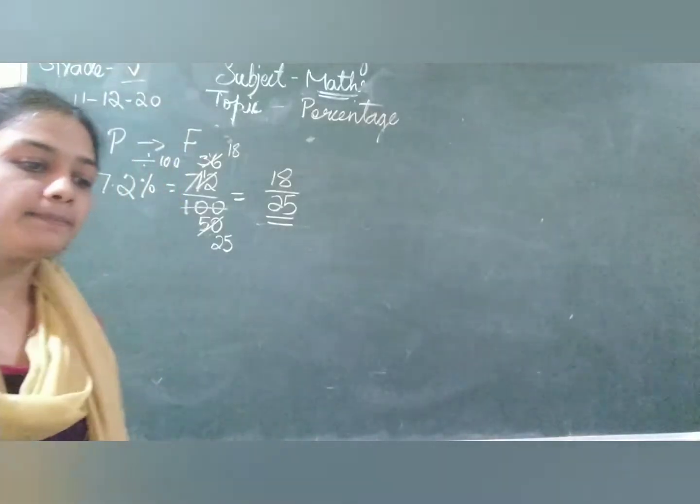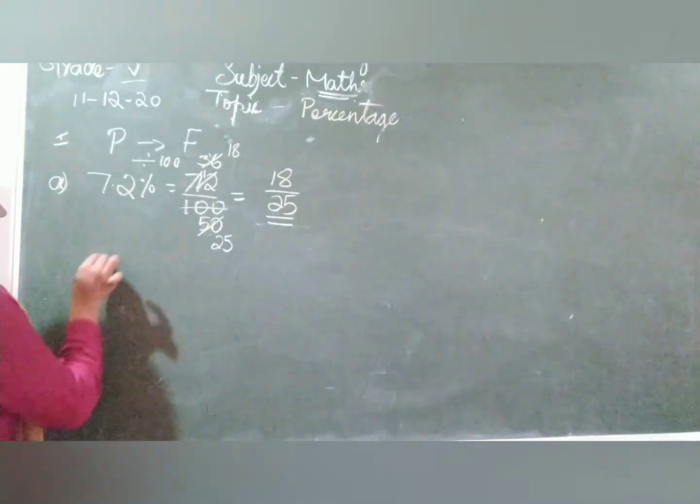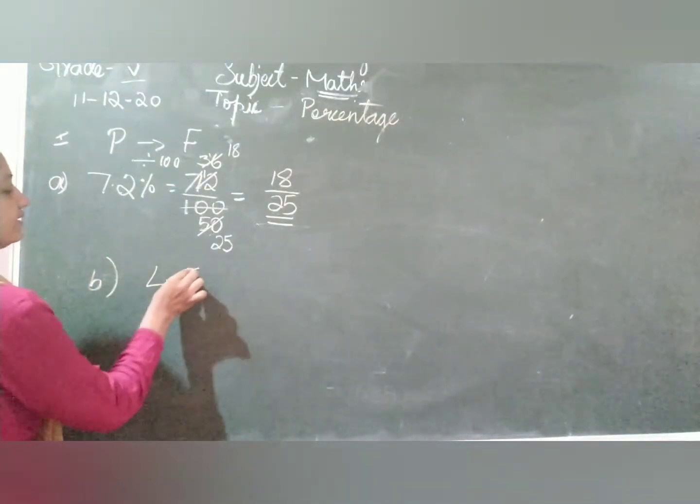Now let us take the B question, children. You have 4.5%.